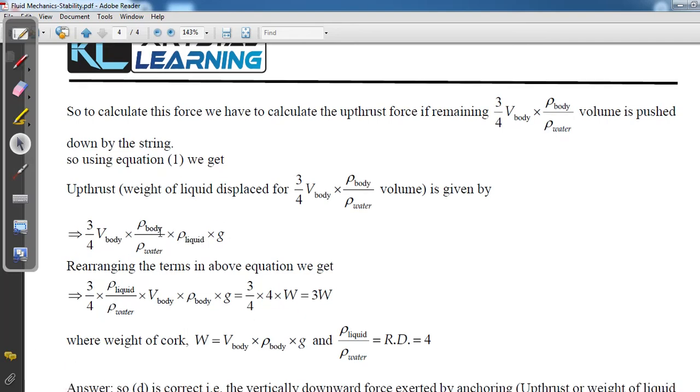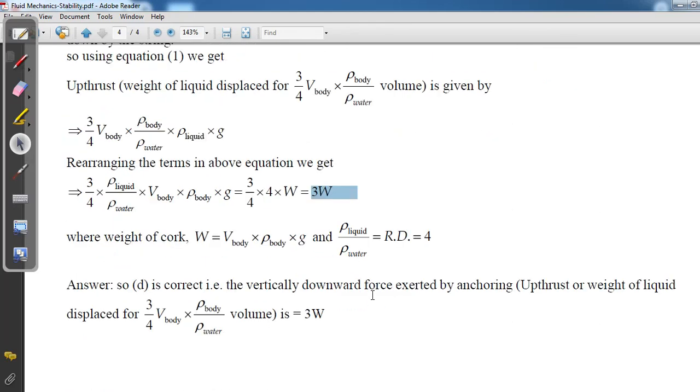Now we just rearrange this term. 3 by 4, rho of liquid and rho of water on one side, multiplied by volume of body into rho of body into g. Rho of liquid upon rho of water is relative density, that is 4, and volume of body into rho of body into g is mass into g, that is the weight of the cork. So 3 by 4 into 4, then into W. The 4 gets cancelled and the answer is 3W. So this is the upthrust force, or you can say the downward force you have to put to keep that extra volume inside the water. So 3W is the right answer.